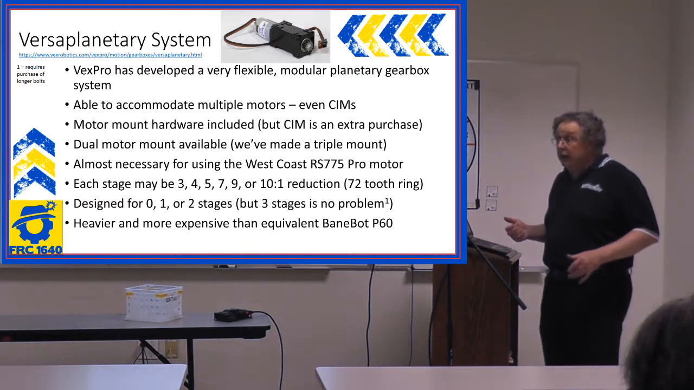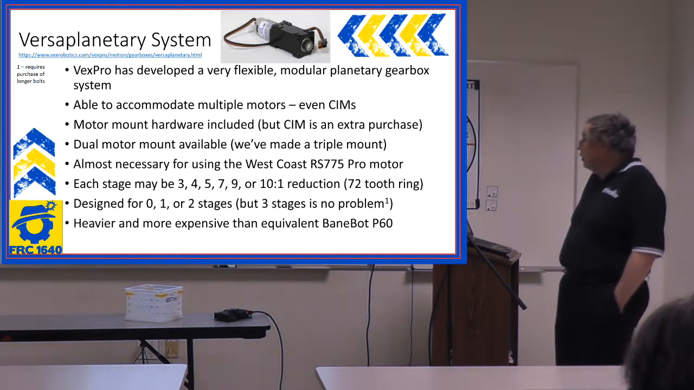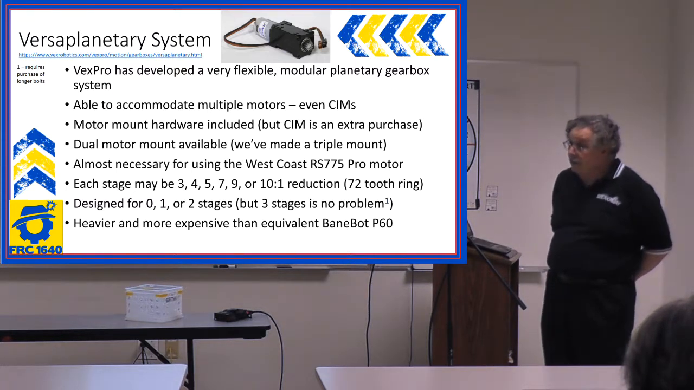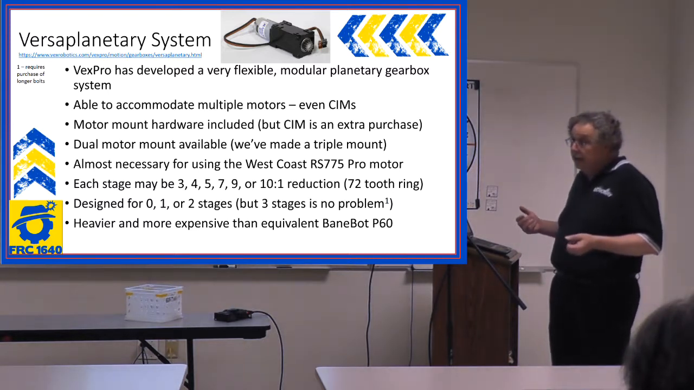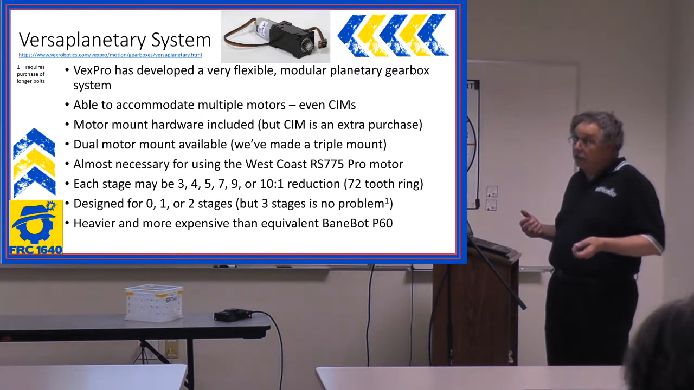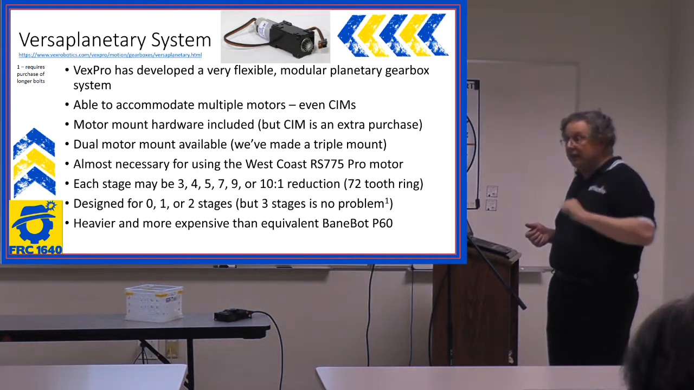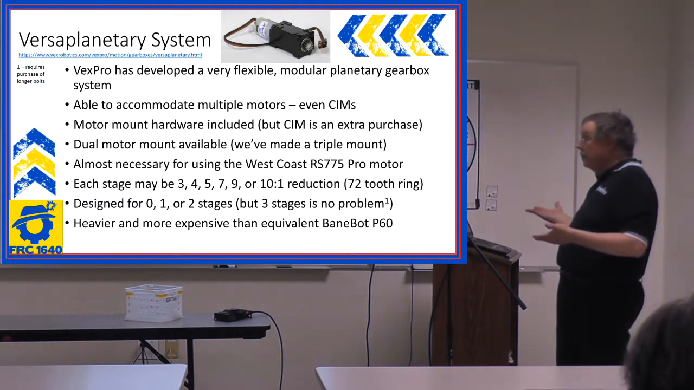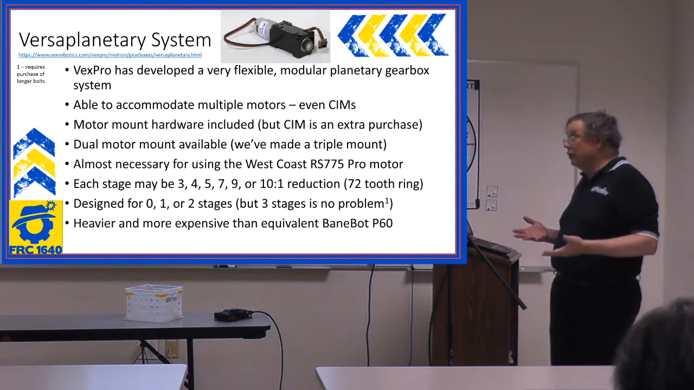Versa Planetary is a planetary gear system we use a lot. Vexpro developed a very flexible modular planetary gear system. It's very flexible in terms of what motors you can put on it. You can even put CIMs on this thing. It includes a lot of mounting hardware for different motors when you buy it. So when you buy it, you have a choice of mounting the 775 Pro or a BAG motor or that little AndyMark motor. It's all really easy to do.